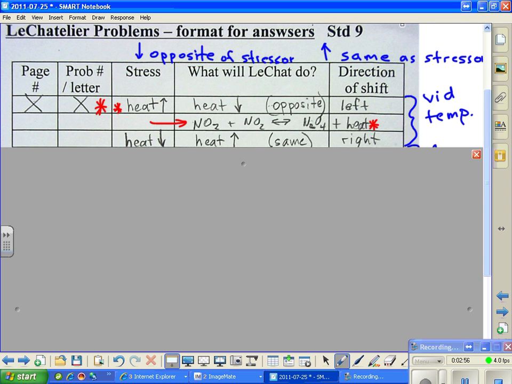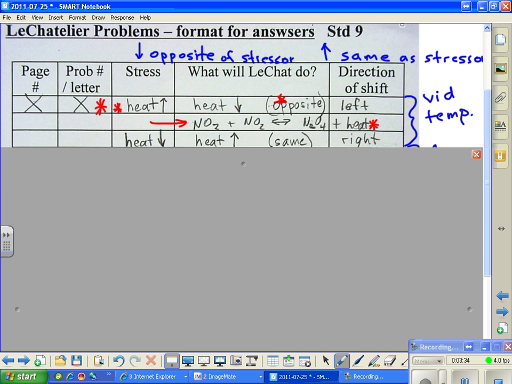What does LeChat want to do? Anything he can to reduce the heat. So how does he reduce the heat? Since heat is on the right side, he wants to shift it to the left. And by shifting it to the left, notice the arrow there for that line that we were talking about is down. And to take the heat away, going to the opposite side is what he wants to do. And that means shift to the left, because left is opposite of the side that heat is on.